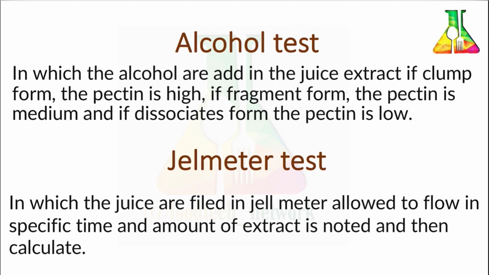So the gel meter test is the test in which the juice is filled in the gel meter and allowed to flow for a specific time, and the amount of extract is noted and then calculated. The figure indicates the calculation of how many parts of sugar are to be added to one part of juice. The alcohol test is for pectin.